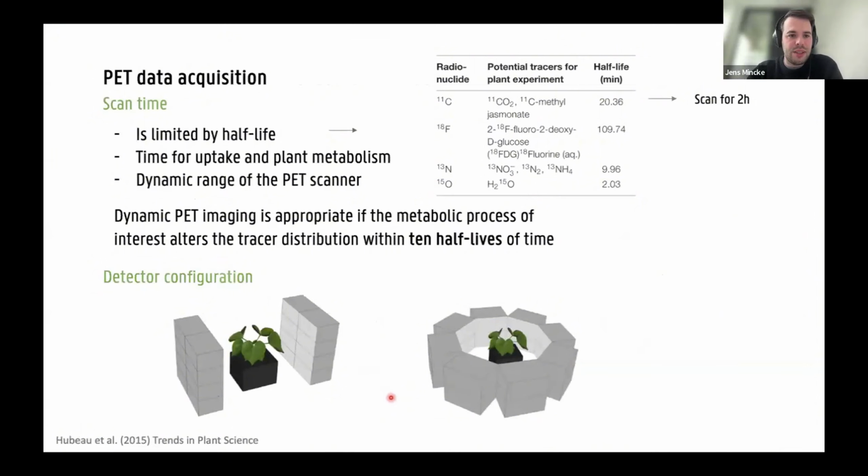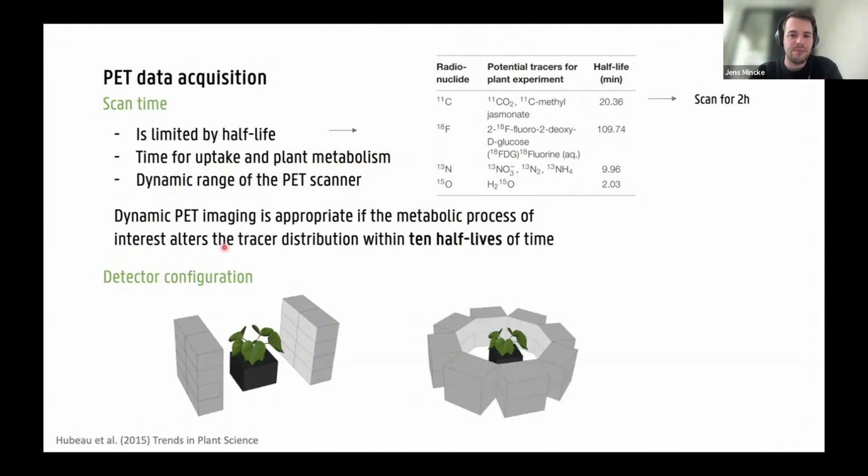So some things to take into regard is the scan time. The scan time is actually limited by the half-life of these isotopes. So if you want to trace carbon-11, take into account that the half-life is 20 minutes, and it's generally regarded that you can scan 2 to 3 hours with it. Other things that you have to take into account is that your tracer should be taken up by the plant and should be metabolized by the plant within your scan time. And also the dynamic range of the PET scanner is, of course, important.